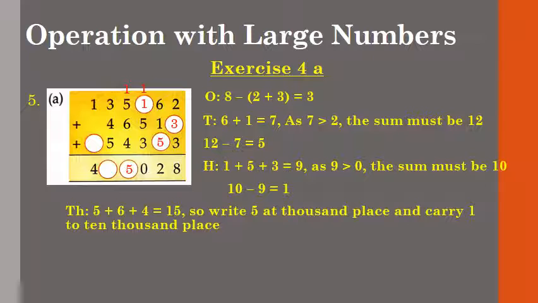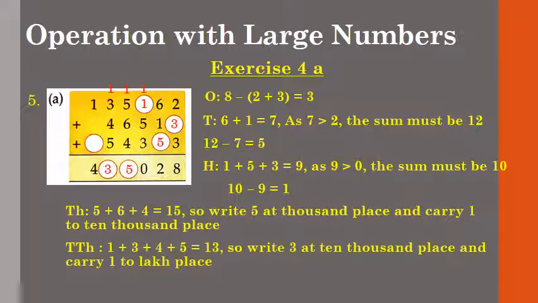Now at 1000 place children, 5 plus 6 plus 4 is equal to 15. So we will write 5 in the missing place at the 1000 place, and carry 1 to the 10,000 place. Now at 10,000 place children, 1 plus 3 plus 4 plus 5 is equal to 13. So we write 3 at 10,000 place and carry 1 to the lakh place.